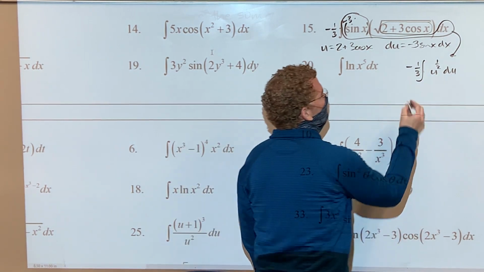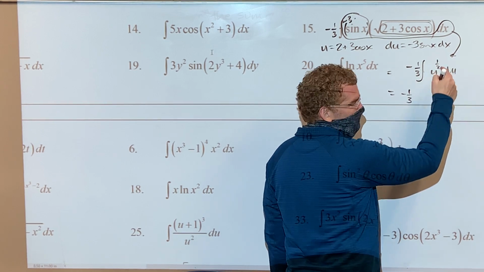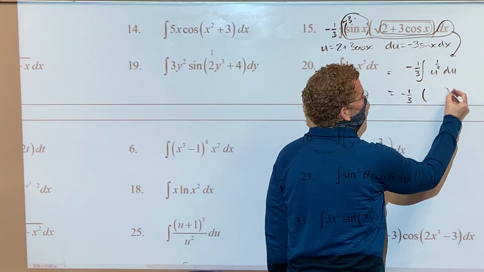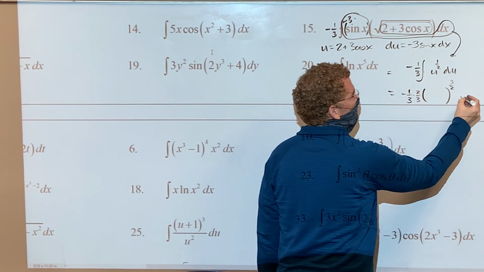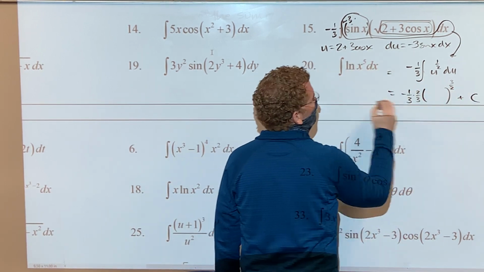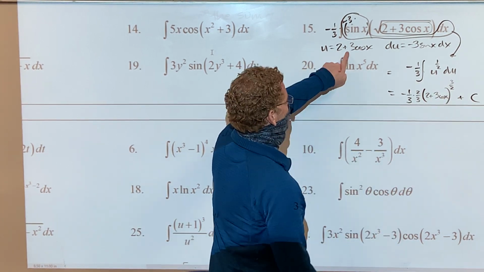So what's the power rule tell me? Plus 1. So add 1 gives me u to the 3/2, over 3/2, which is times 2/3. Don't forget a plus c and take your u. Didn't leave a lot of room there. Take your u and plug it in there.